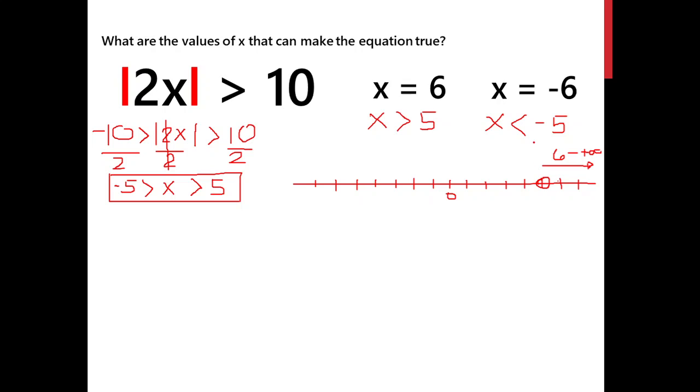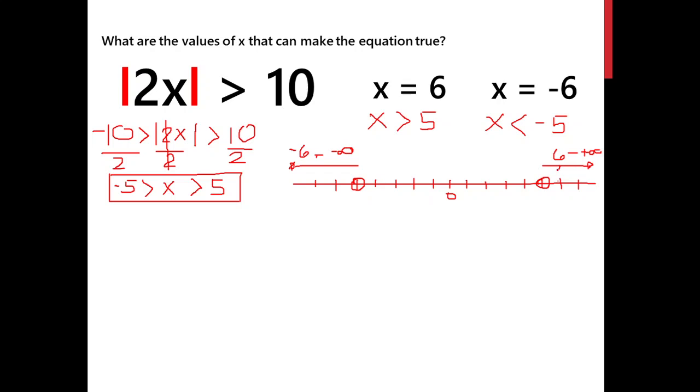Let's try to locate negative 5 here: 1, 2, 3, 4, negative 5. Again, use the open circle. It means that negative 5 is not part of the solution. So any number less than negative 5, going to the left, are solutions. So that's from negative 6 going to negative infinity.